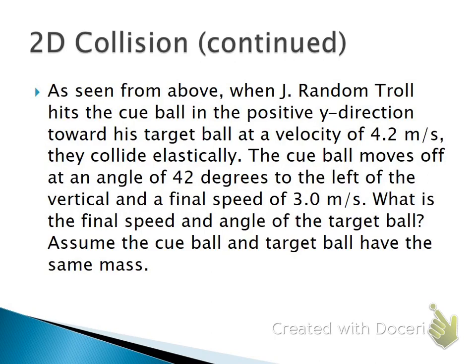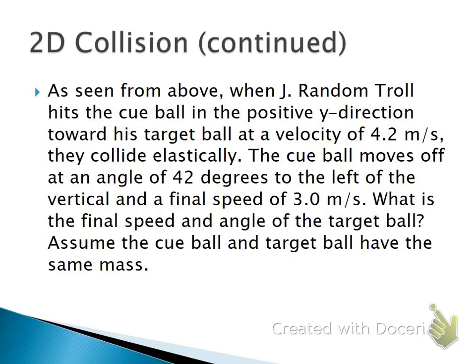So as seen from above, when J-Random Troll hits the cue ball in the positive y direction, you're looking at the table from above, so currently positive y does not mean vertical. It's simply one of the two directions on the table, length or width. He hits the target ball at a velocity of 4.2 meters per second, and they collide elastically. That means they bounce perfectly off of each other and even conserve kinetic energy.